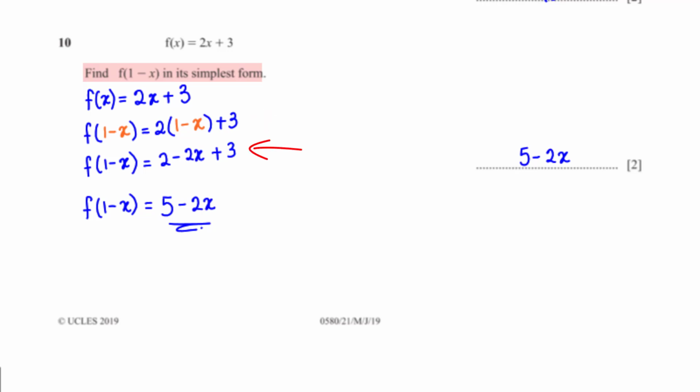When we expand the brackets, 2 multiplies 1 to give us 2. 2 multiplies negative x to get negative 2x plus 3. And when we further simplify this, we get 5 minus 2x as our final answer.